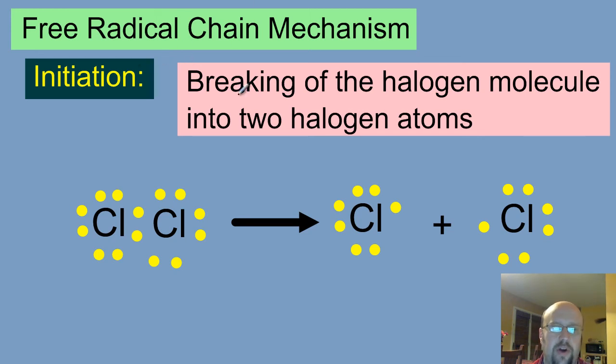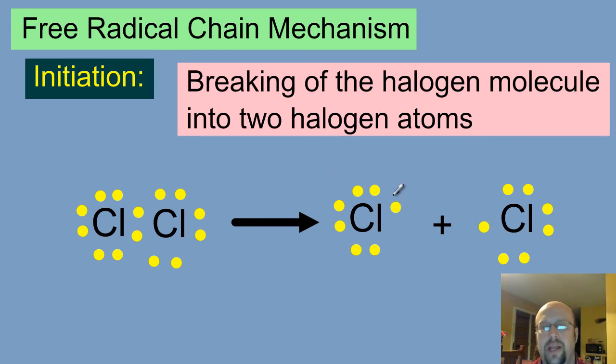And the first step is what we call the initiation step. And this one's really easy. It doesn't actually involve the alkane at all. Basically, we've got to break the chlorine molecule into 2 parts. So we said that's what the sunlight, or some sort of light in the reaction, is going to do. It's going to break the chlorine molecule into 2 chlorine atoms.